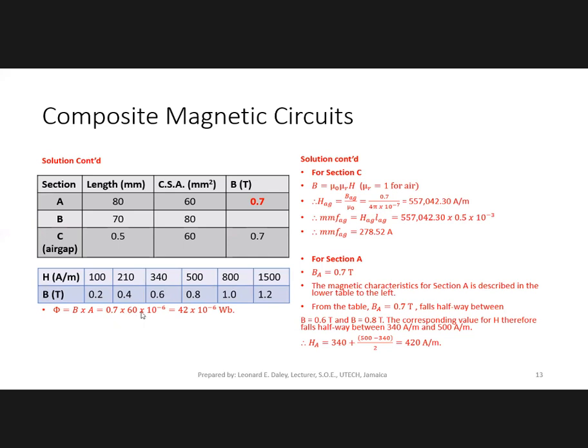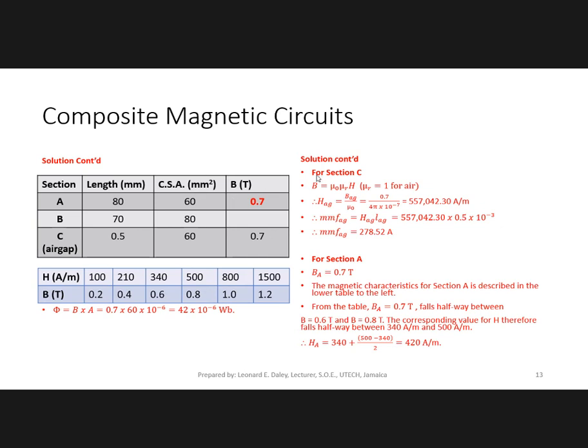Now we will need to find the total flux for some more calculation. So the total flux, phi, is equal to B times A. And B for section C was 0.7 and the cross-sectional area for section C was 60 millimeters squared. So the flux would be 42 times 10 to the minus 6 Webers. That's the flux that will be flowing through each section of the magnetic circuit.